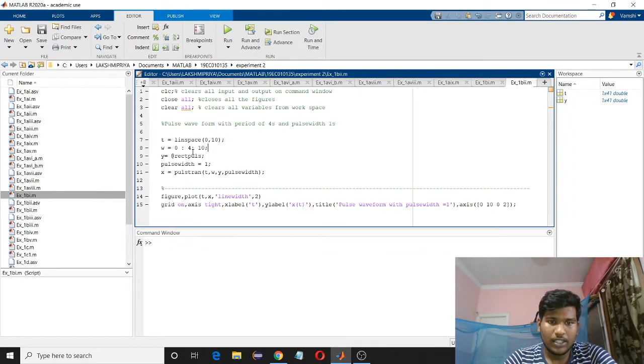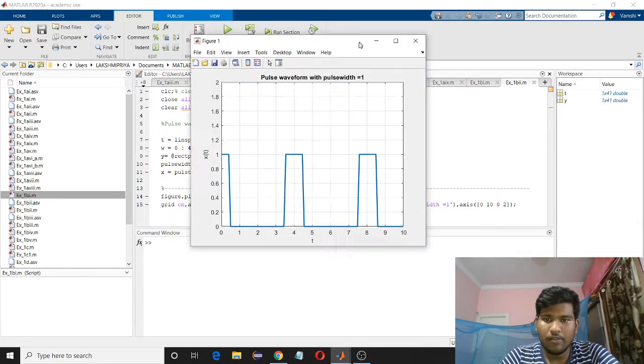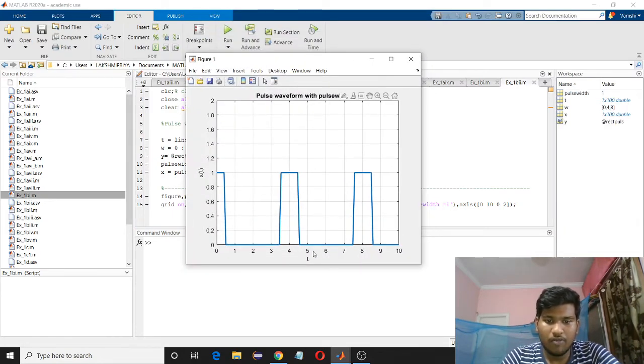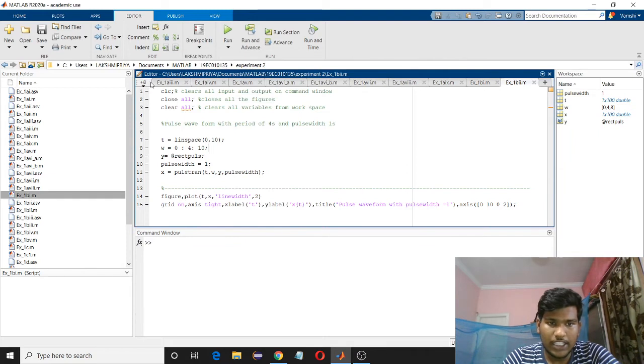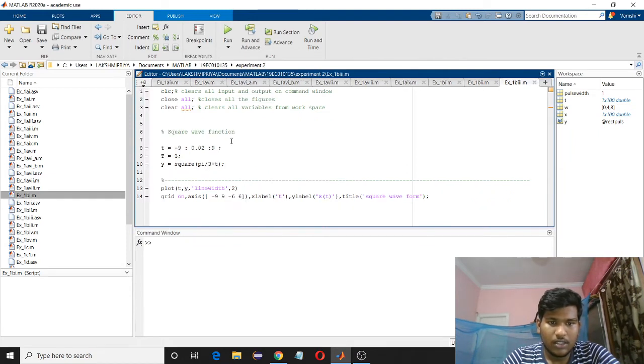Next we are plotting a pulse waveform with a time period of 4 seconds and with a pulse width of T/4, that is 1 second. We have an inbuilt function pulse_tran to plot the pulse waveform. Now let's run it and check it. So here we have arrived with the pulse waveform. Note that the pulse width is 1, from 3.5 to 4.5.